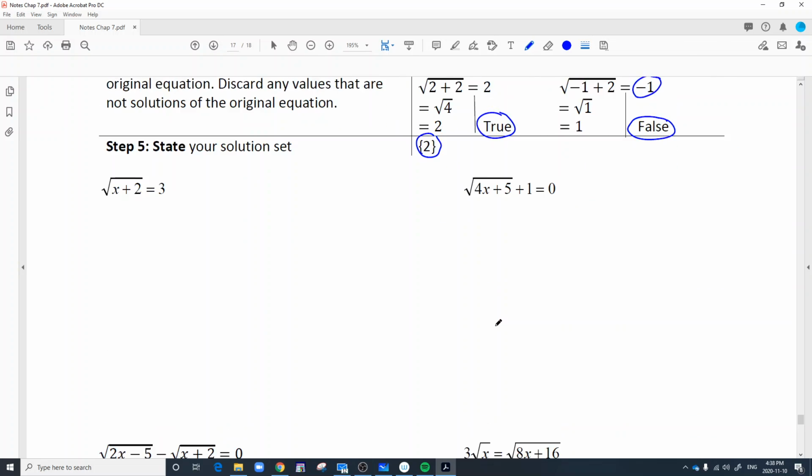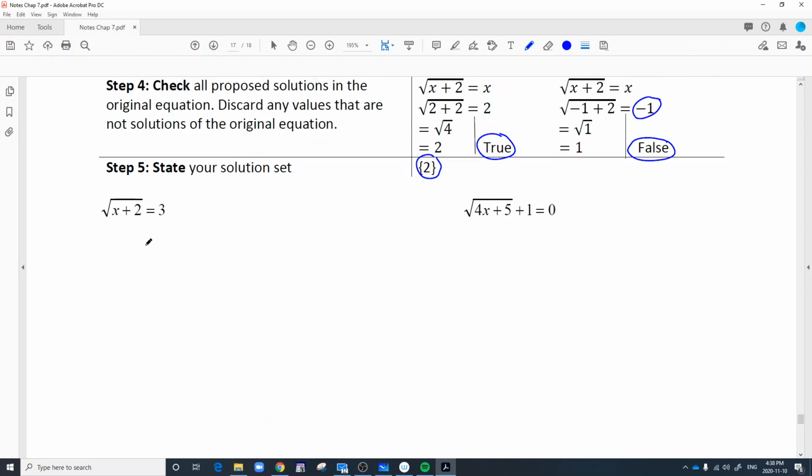Okay, let's try number 2. First example, I've got the square root of x plus 2 is equal to 3. So I'm going to isolate my radical on one side. Done. Now I'm going to apply my power rule, so I'm going to square both sides and solve. So the square of the square root of x plus 2 is just x plus 2, and then 3 squared is 9. To solve this, I'm going to subtract 2 from each side, and I get x equals 7. Don't forget that this is a proposed solution, so now I'm going to check it. I've got the square root of 7 plus 2. Does that equal 3? Well, this is the square root of 9, which is 3. So that is in my solution set.